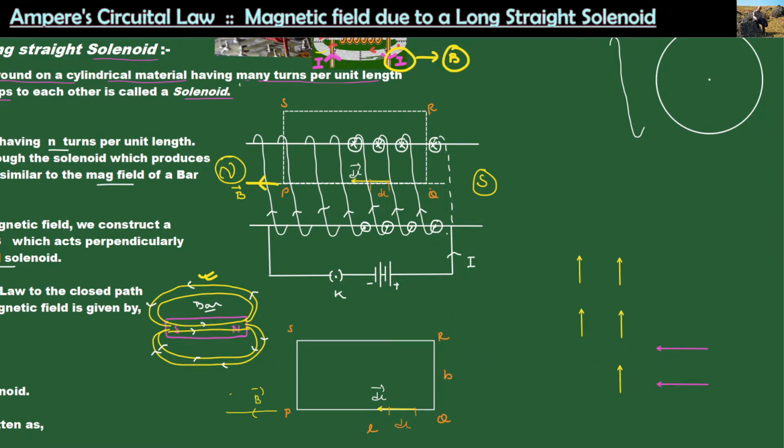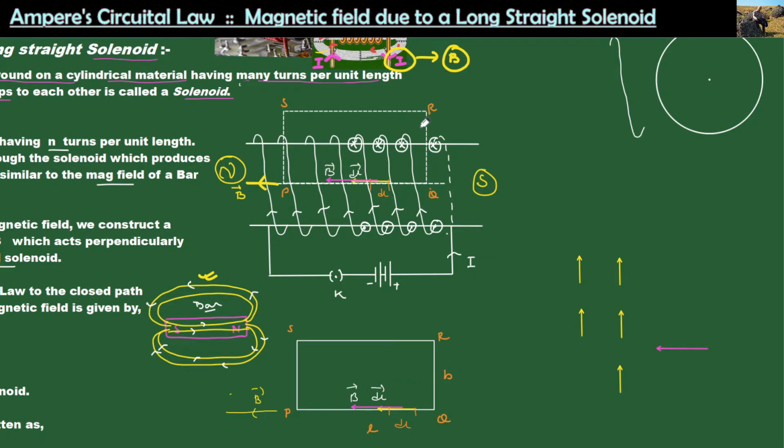Then, represented by this pink colored vector, we will take this. This will represent our magnetic field vector. That pink colored vector will represent our magnetic field vector. Similarly, in another diagram, we will take this pink colored vector, and it will represent our magnetic field vector.